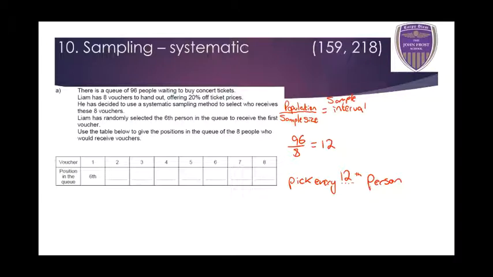And then all we do, we take every 12th person, we apply it to this table here, okay? So we start picking the 6th. If we then pick a person 12 numbers later, that would give us the 18th person. Another 12 numbers later would be the 30th. Another 12 numbers would be 42nd.